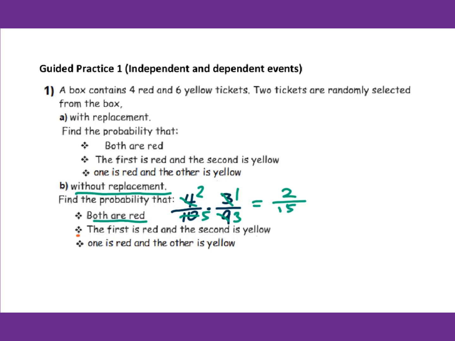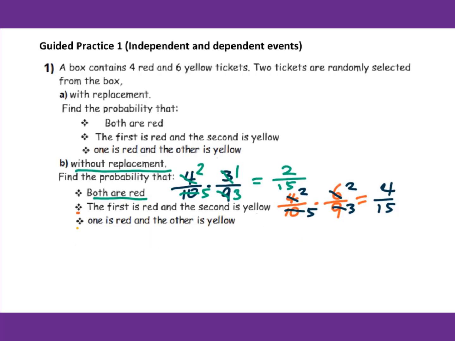Let's go to the second one. The first is red and the second is yellow. First red, that is 4/10. Second is yellow. Altogether we have 6 yellow out of 9 because you didn't put back that ticket. So we reduce. You will get 2, 5, 2, 3. So 4/15.